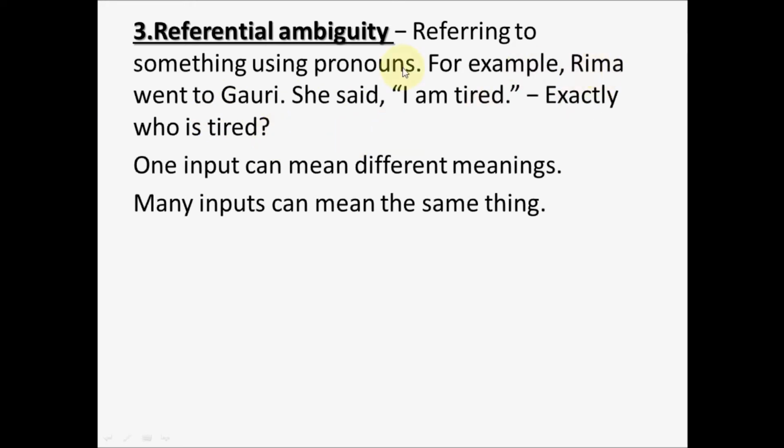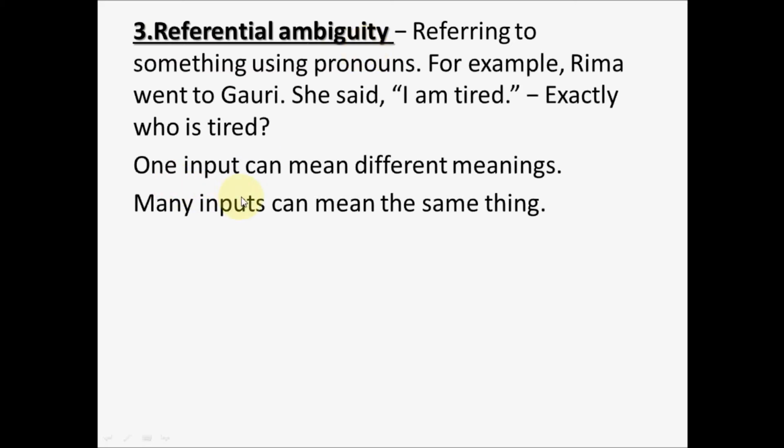Because whether it is Rima or Gauri, in the previous sentence, there is an object called Rima as well as Gauri involved in the sentence. Next sentence is, she said, I am tired, right? Now you and me will understand that, since Rima went to Gauri, here also there is a confusion, because you really can't make out whether Gauri said she is tired or whether Rima said she is tired. And the same difficulty is from the machine side. This is called referential ambiguity.